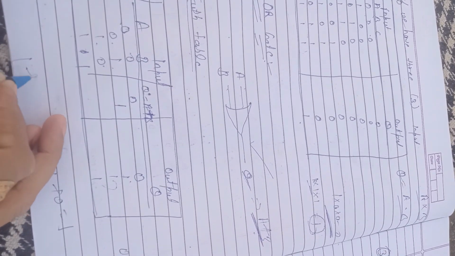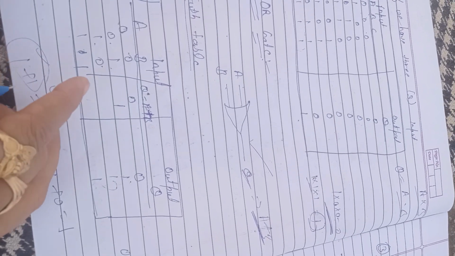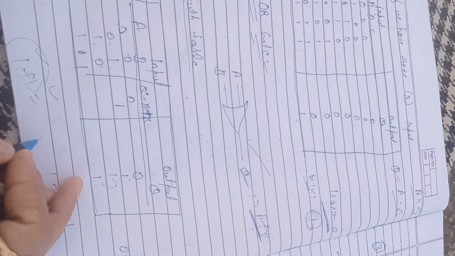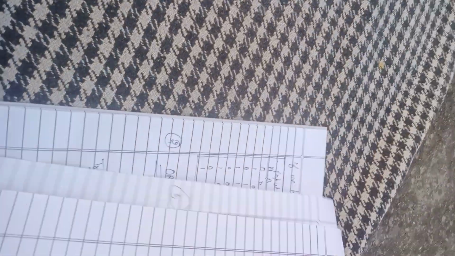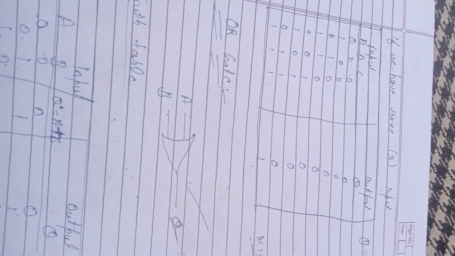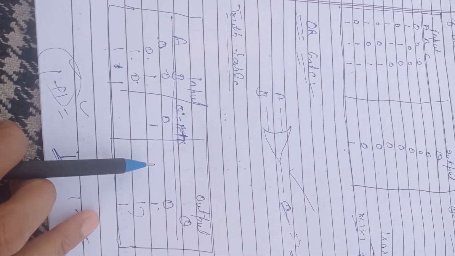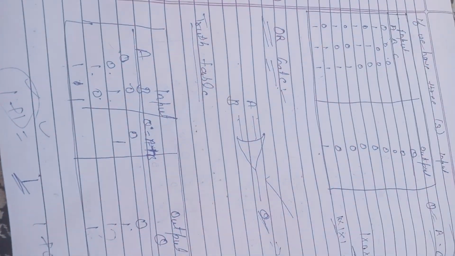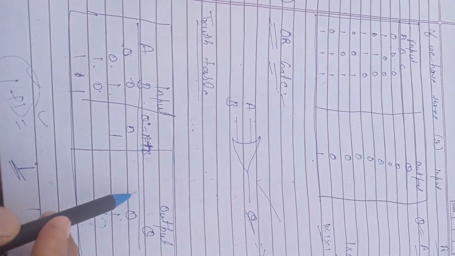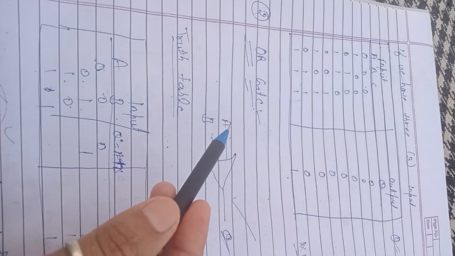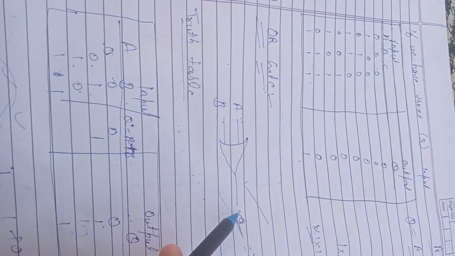And when 1 plus 1, this is the switch on and this is also switch on. When both switches are on, in this case the output is switch on, which means 1. So we can say that in the OR gate, when any input is 1, then the output is 1. When both inputs are 1, then the output is 1. When both inputs are 0, then the output is 0. It means input A and input B both are switched off, so it gives 0 output.